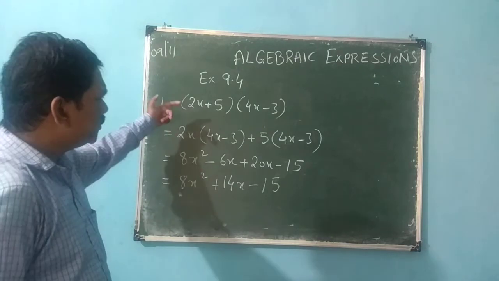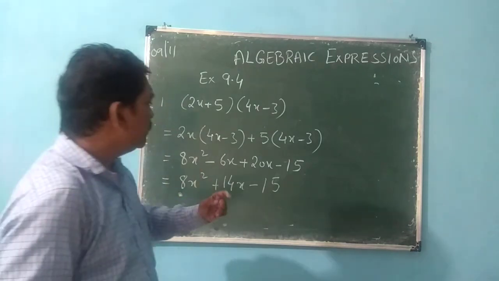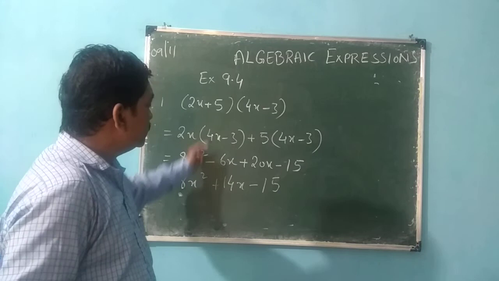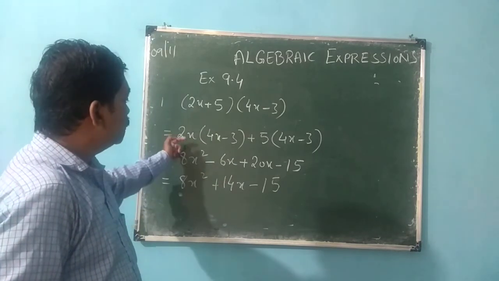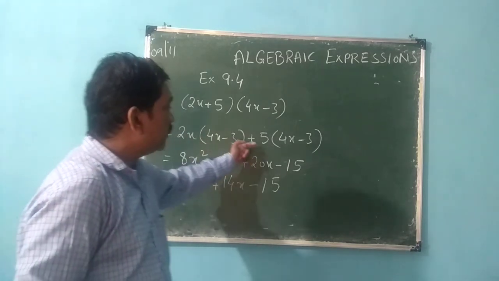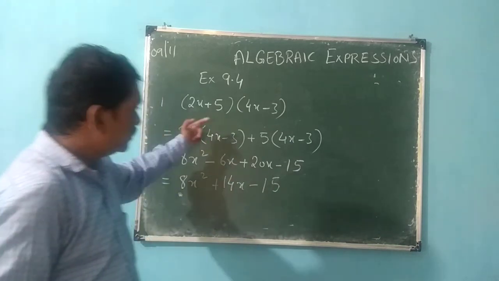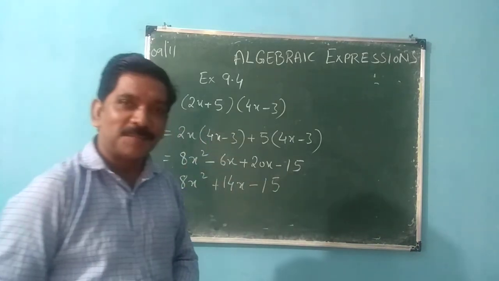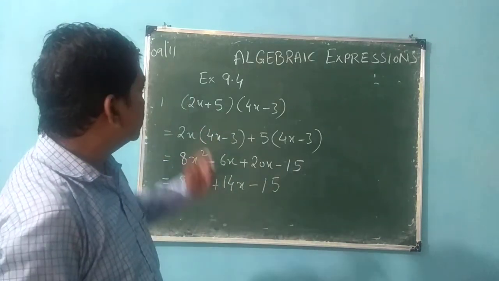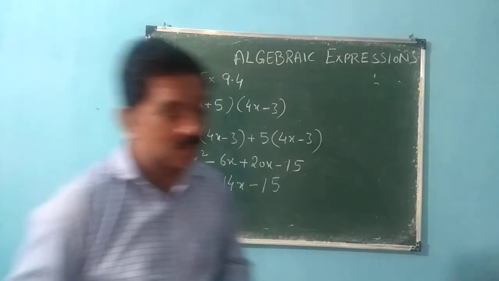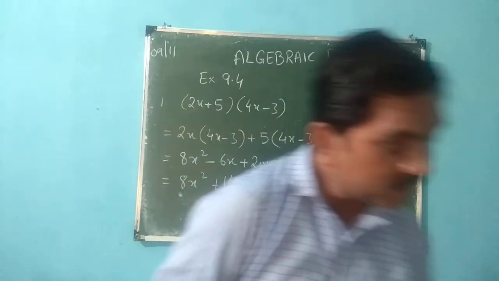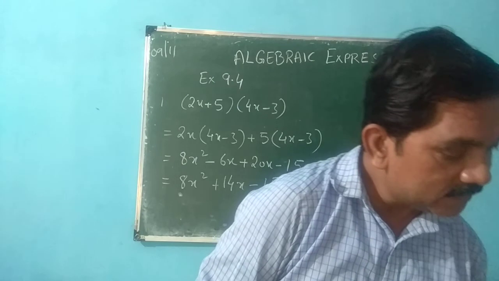Clear? I think it's very easy, but remember the exponents. Here 1 plus 1 is 2, laws of exponents. 2x into 3 is minus 6x, plus 5 into 3 is minus 15, so like that. Okay, so this exercise 9.4 you can do. Question number 1 is very easy, it's not that difficult.